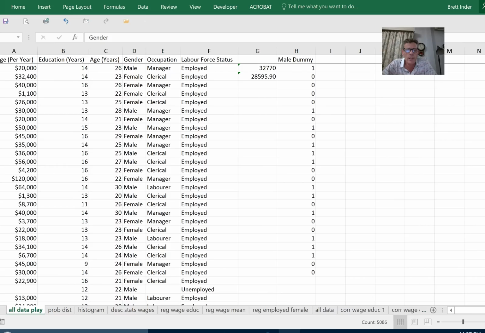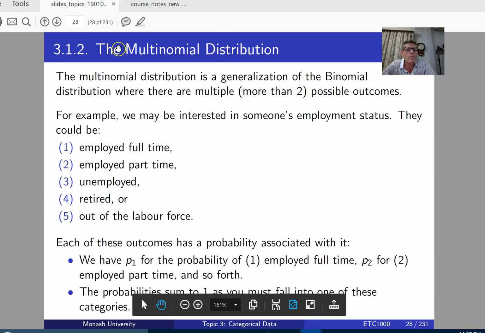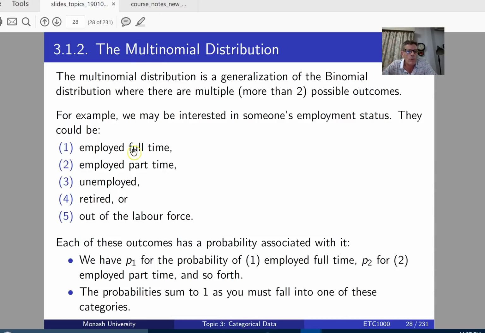If we just go back to our spreadsheet again, in the case of occupation, we have at least 3 occupations here: manager, clerical, labourer, and then we've got blank as well. So, and there are possibly others. So sometimes you have a situation where there's more than 2 possible categories, and then we're in the world of what's called the multinomial distribution. Multi for many, more than 2.